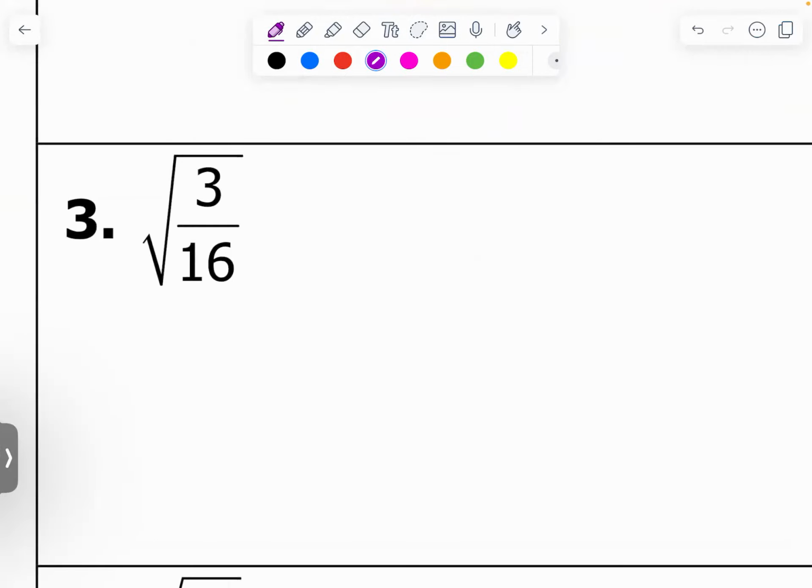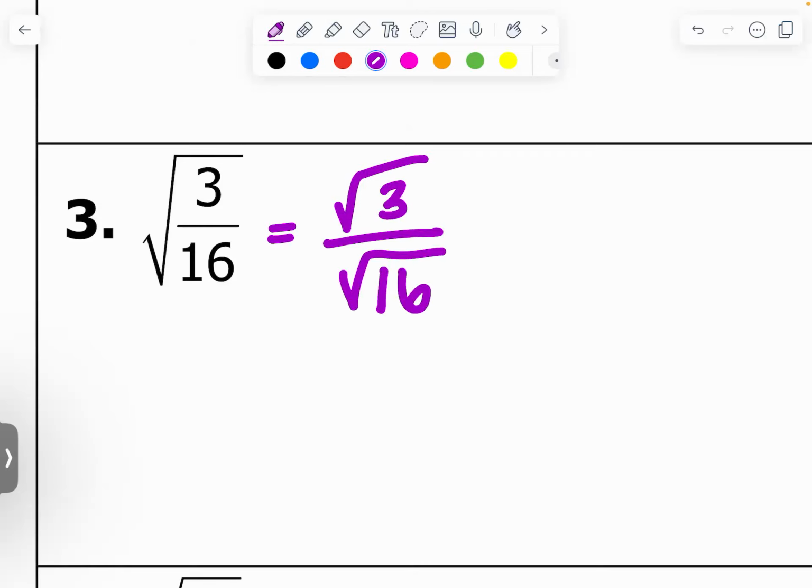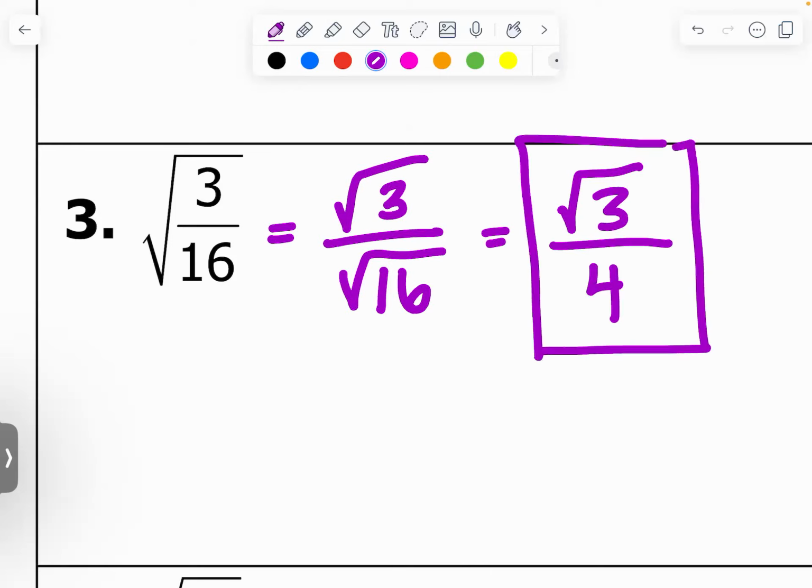All right. How about this one? The square root of 3/16. We can break this apart into the square root of 3 divided by the square root of 16. Can I do anything with the numerator? No. So what's our denominator? 4. So the square root of 3 over 4.